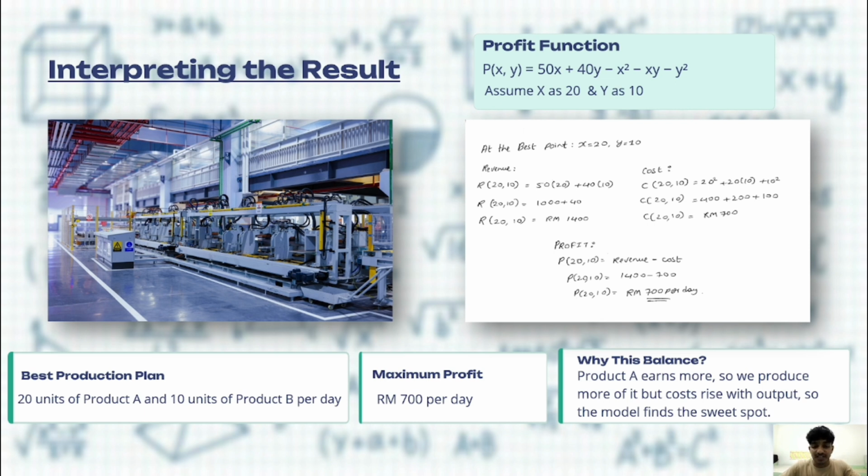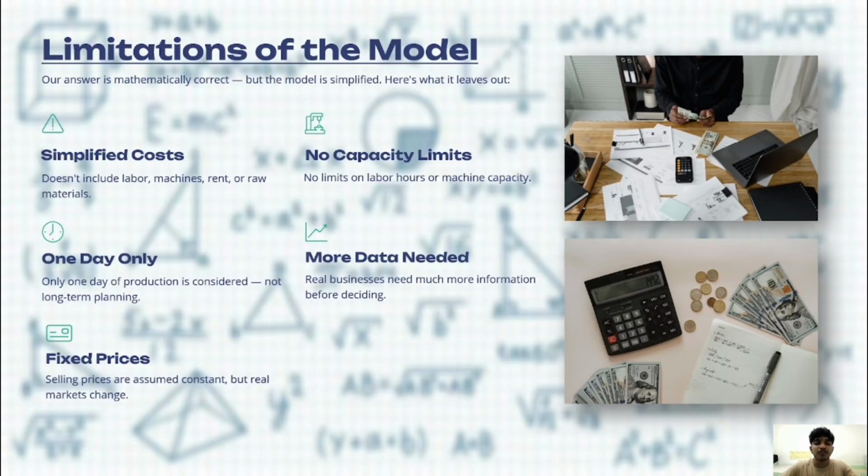This result is reasonable because product A earns more than product B. But at the same time, if we produce too much, the cost also increases. So the answer gives a balance between revenue and cost. That is why we can say that this is the best production plan. And now we go on to the limitations of the model.